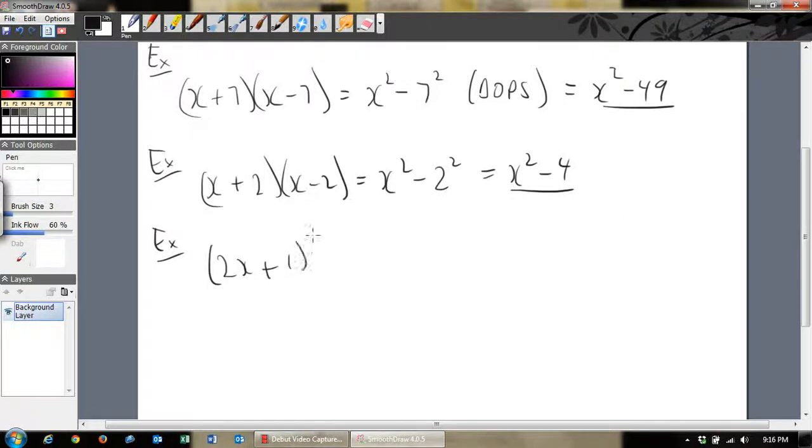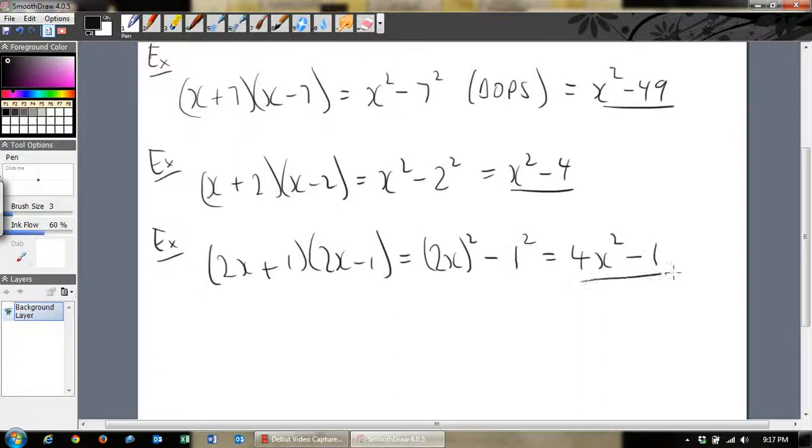2x plus 1 times 2x minus 1. Let's just think of this. What have we got here? It's the first term, so 2x squared, minus the second term squared, so minus 1 squared. That's what it will turn out to be, which is equal to, just get this right, what's 2x squared? This means 2x times 2x. 2x times 2x is 4x squared. Minus 1 squared, which is minus 1.